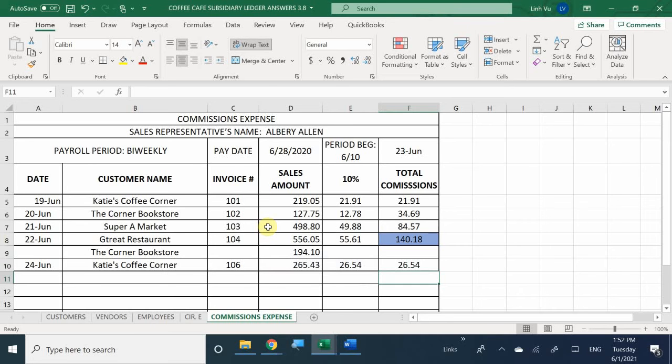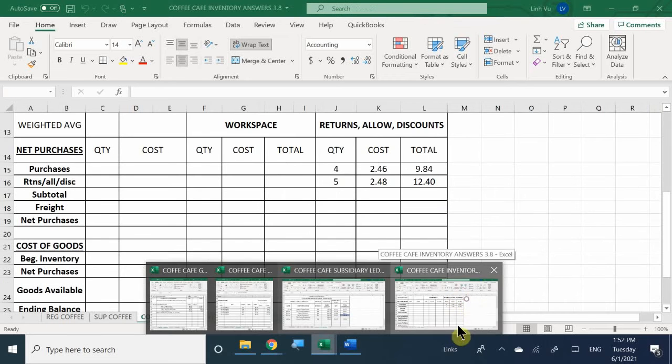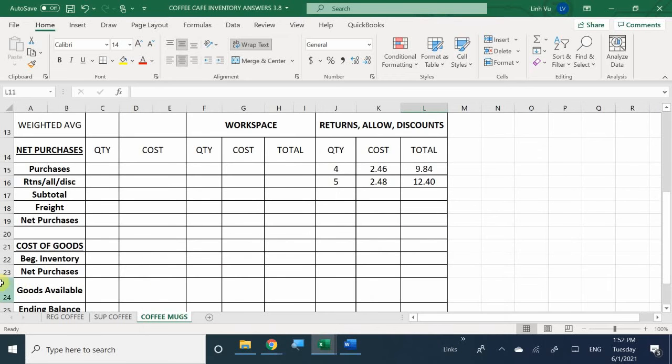Right. So in this case, we already made an indication that we owe him. So when he gets paid on Friday, we're going to pay him for the $140. So here we're starting a new amount so we can accumulate for the next payroll period. Okay, so in this case, he earned $26.54 for the next payroll period, not the current one. Good. Then we can go to... Inventory, yes.